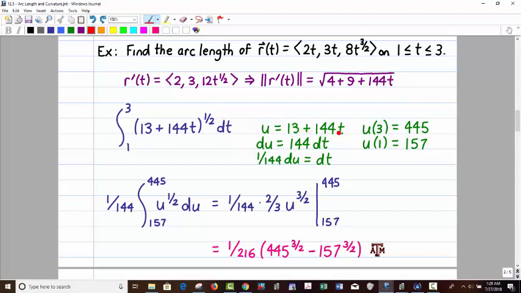So if you let u equal 13 plus 144t, that means du will be 144 dt. And then 1 over 144 du would equal dt. And then I'll change my limits of integration. So I put 3 in here, I'll get 445. I put 1 in here, I get 157. So I have a 1 over 144 out here. Antiderivative of u to the 1 half will be 2/3 u to the 3 halves. So to combine those two fractions, you get 1 over 216. And then basically you have 445 to the 3 halves minus 157 to the 3 halves.